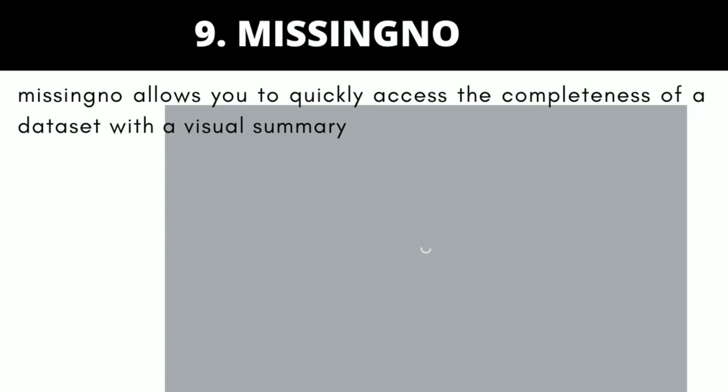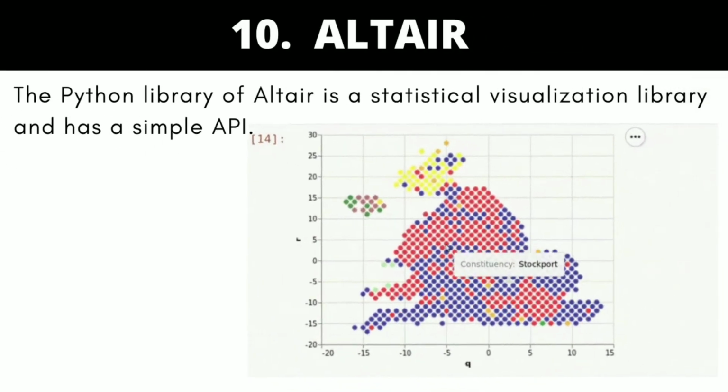The next data visualization library in my list is Missingno. Dealing with missing data is a pain. Missingno allows you to quickly assess the completeness of a dataset with a visual summary. Instead of checking through a table, you can filter and sort data based on completion or spot correlations with a heat map.